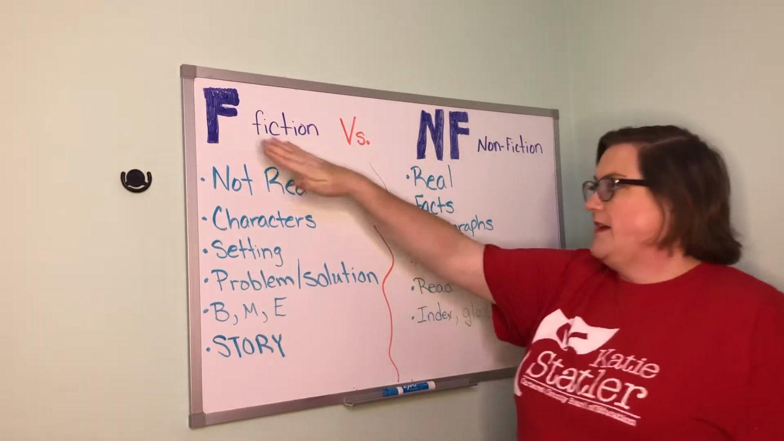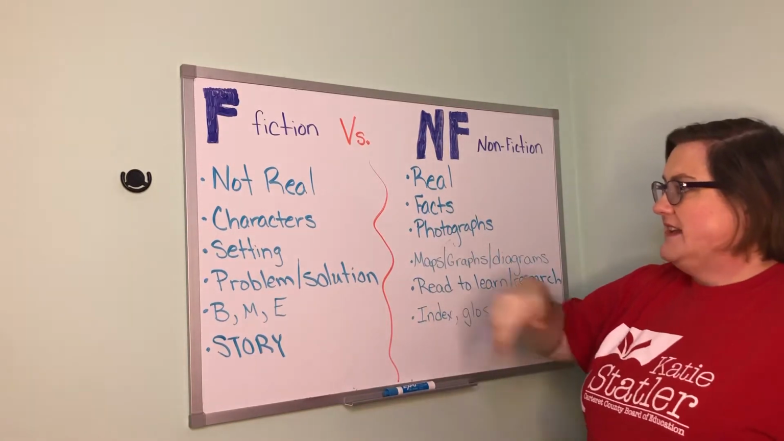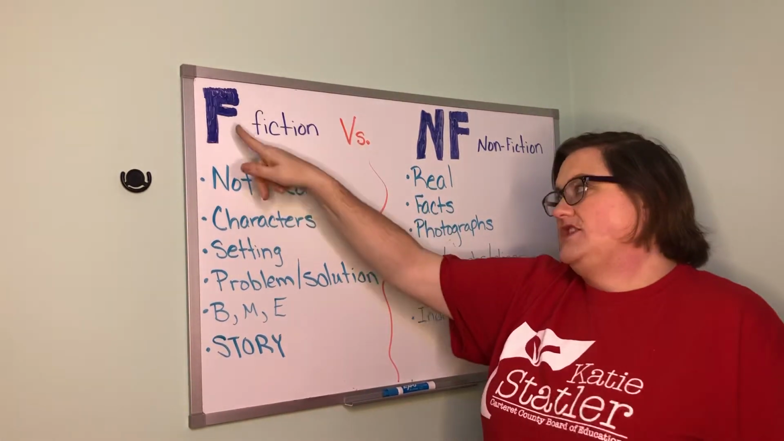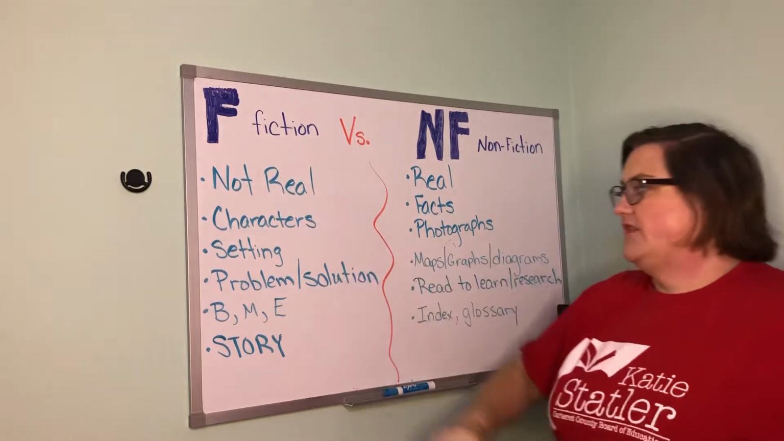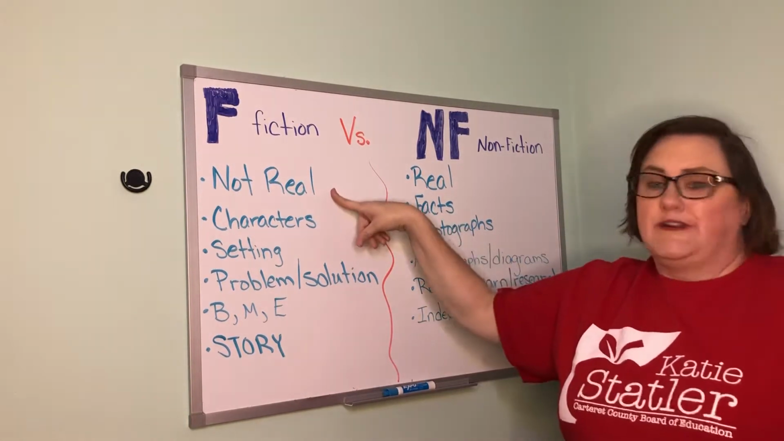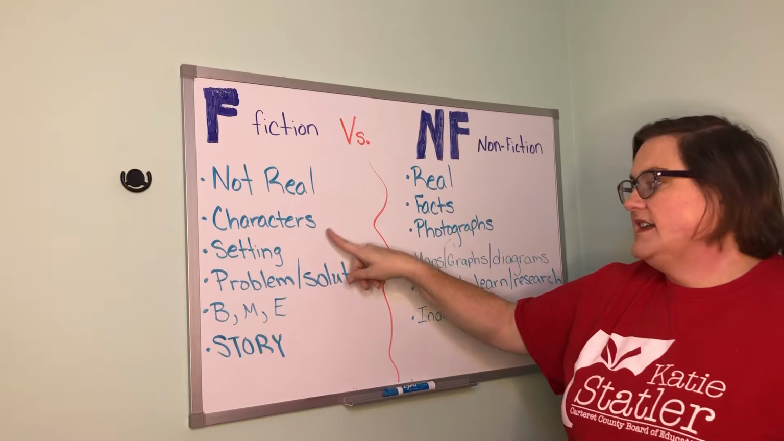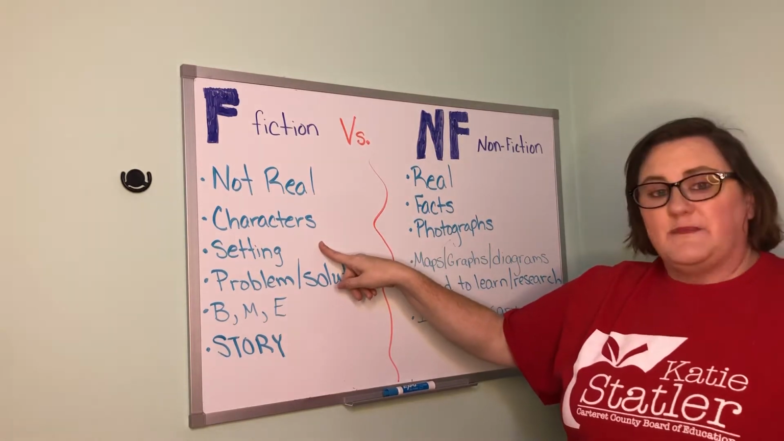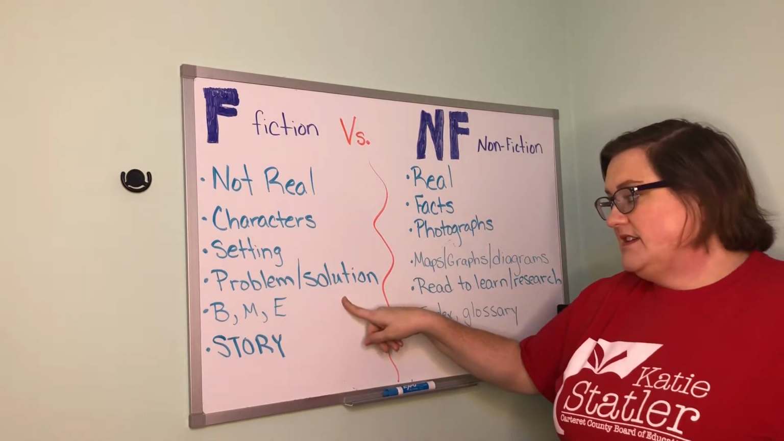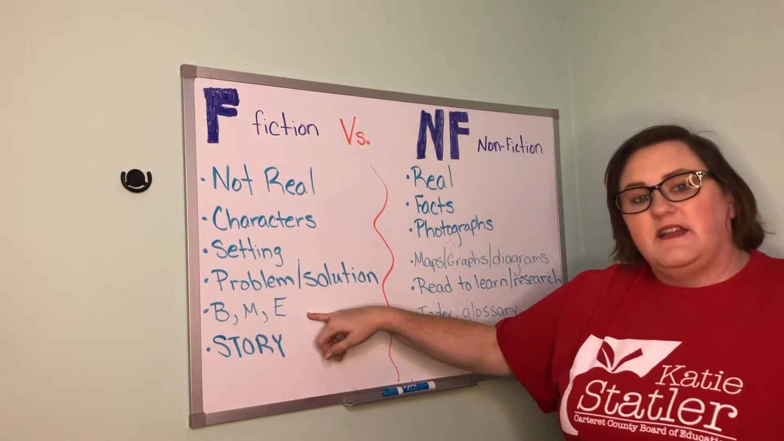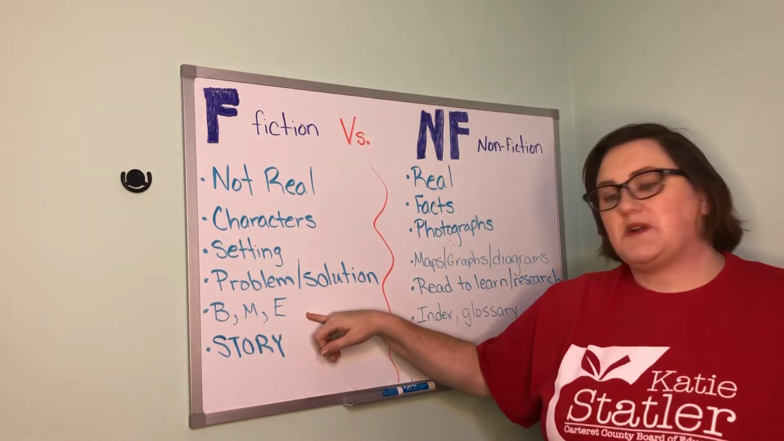So when we're talking about fiction, in Raz Kids, you might see it written out as fiction, or you might just see the letter F, which is for fiction. Fiction is not real. There's characters, a setting. A lot of times there's going to be a problem and a solution, beginning, middle, and end. Fiction is reading for enjoyment.